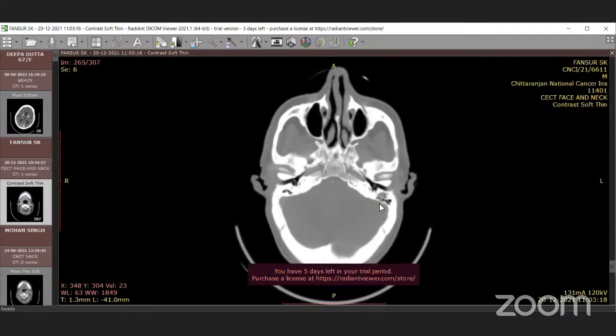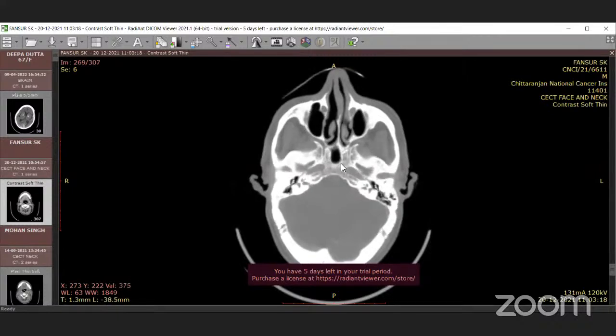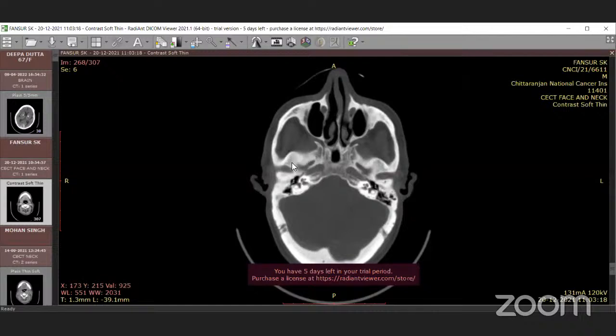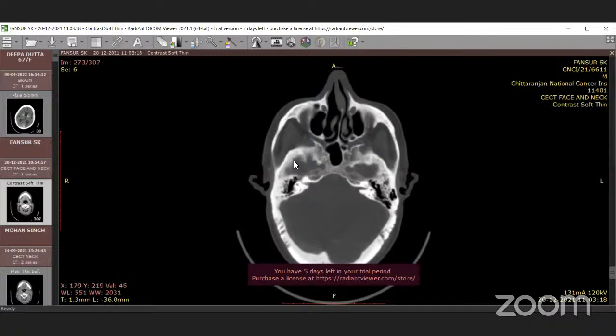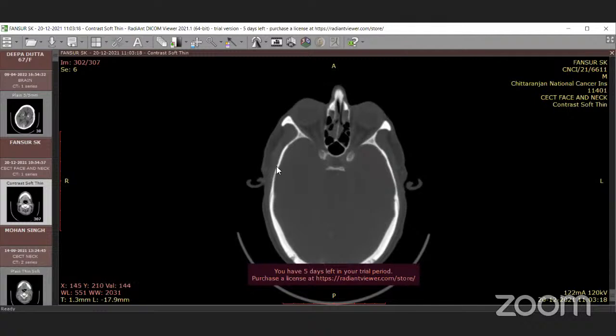So this is the sphenoid bone per se, and this extension on either side are the wings of the sphenoid. These are the greater wings of sphenoid, on which we have the foramen ovale and foramen spinosum. As we go higher, this fuses with the squamosa of the temporal bone.